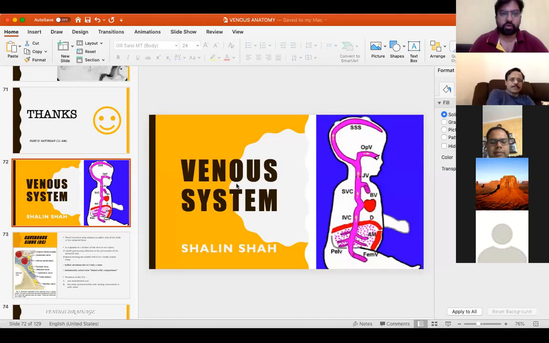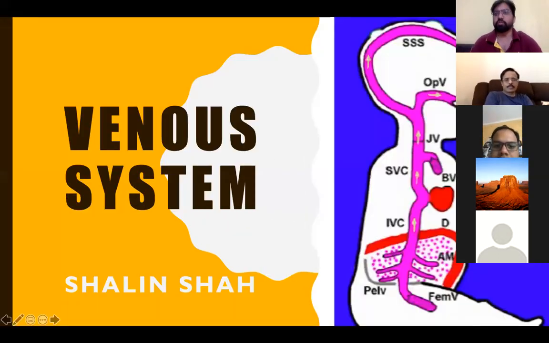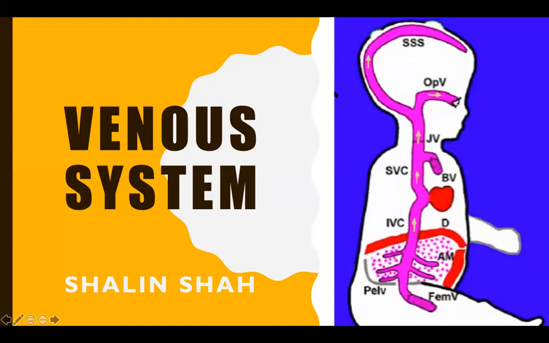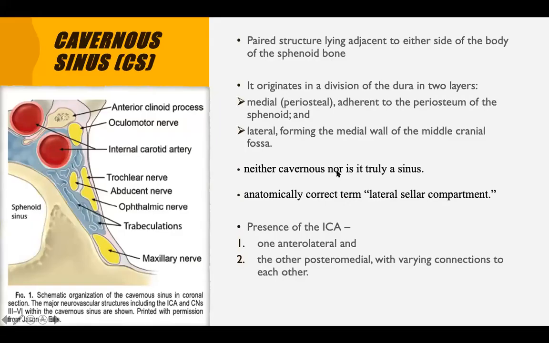So, we'll be starting my presentation on venous anatomy part 2. Last time we discussed dural sinuses and also supratentorial veins. This time we'll make it a little bit more interesting, like cavernous sinus and infratentorial sinus, and something about the extracranial veins. So, coming to the cavernous sinus.